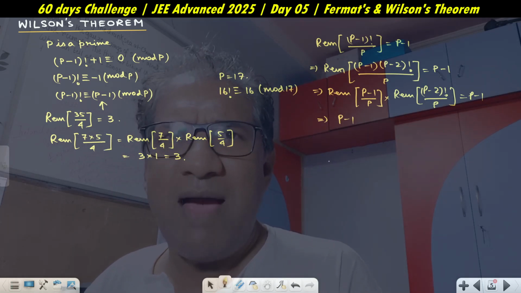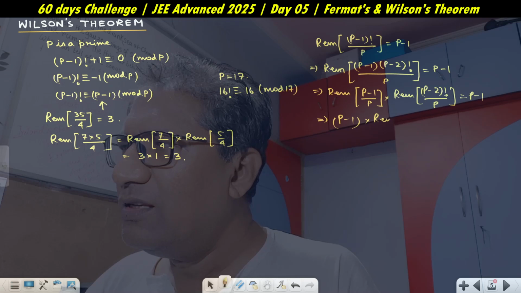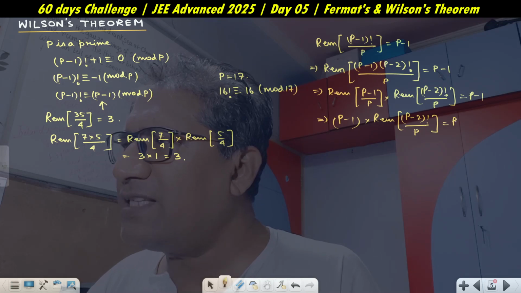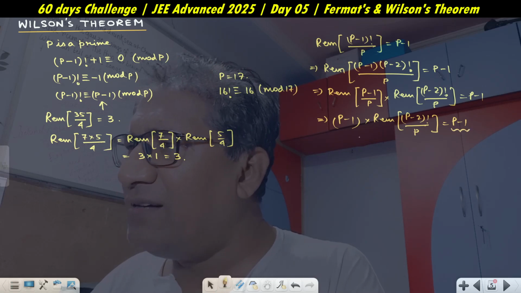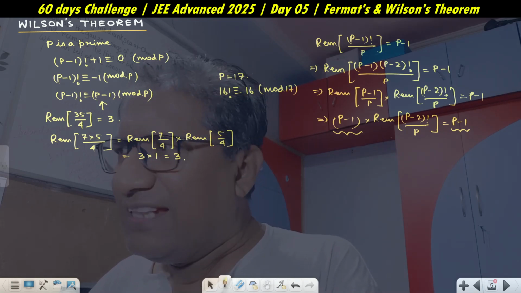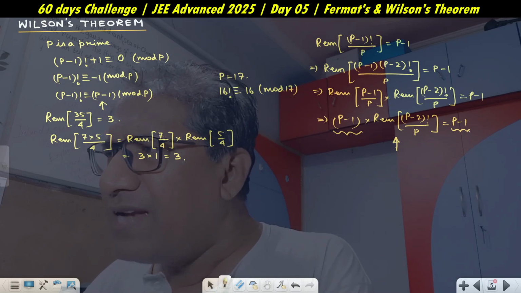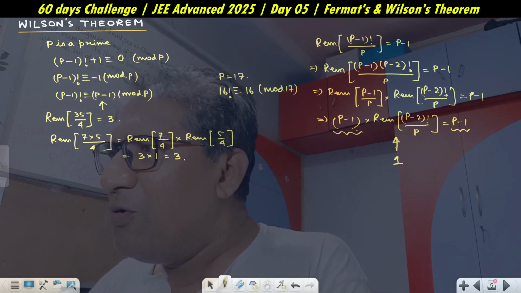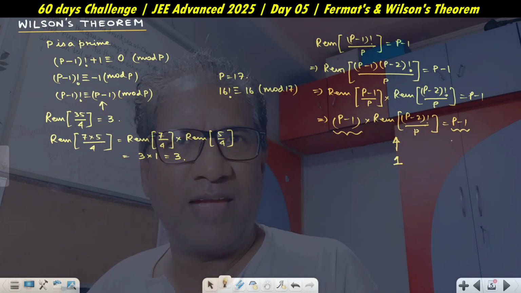The remainder is P minus 1 when P minus 1 is divided by P, into the remainder when P minus 2 factorial is divided by P, the answer is P minus 1. So we got the remainder P minus 1 directly from here. Right? Therefore, what should be the remainder of this such that the resultant remainder is P minus 1? Obviously, the remainder will be 1. Then only when you multiply these remainders, you will get P minus 1 as a remainder. Are you getting the point?